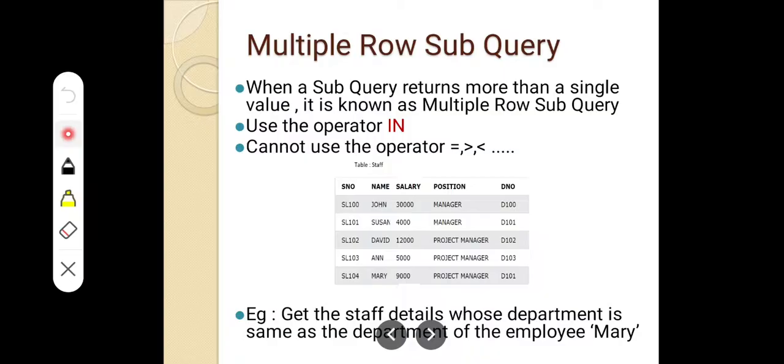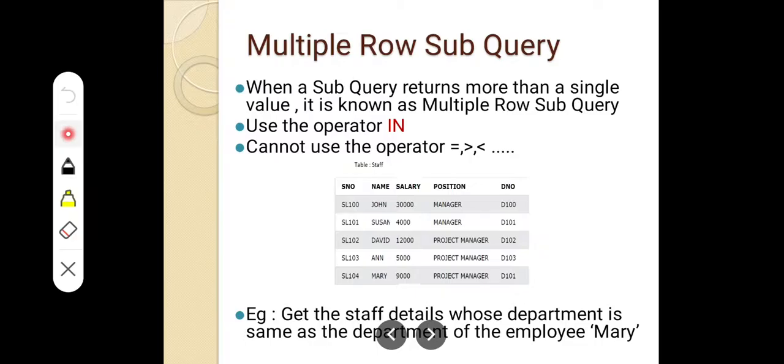That means that we need to retrieve the details of the employee who is working in the same department as Mary. Okay, what is the department number of Mary? See, look at here. Mary is working in department 101. Is there any other person who is also working in D101? Yes, we have Susan working in 101. So the result is the details of Susan and Mary will be the output.